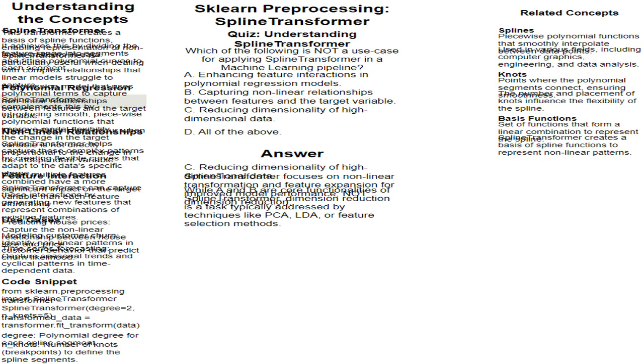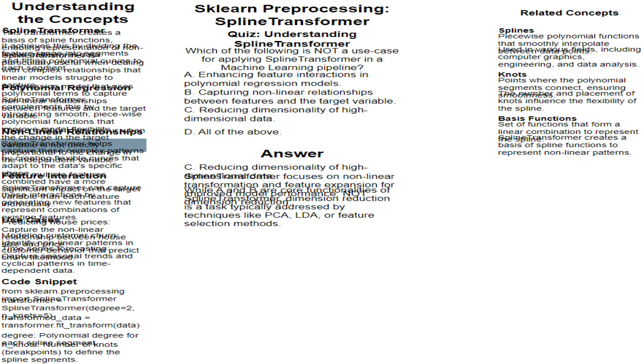A regression model that uses polynomial terms to capture nonlinear relationships between features and the target variable. Polynomial regression is a powerful technique for capturing nonlinear relationships. It adds polynomial terms to the linear model, allowing the model to fit curves instead of just straight lines. Spline transformer can be used to complement polynomial regression by introducing smooth, piecewise polynomial functions that improve model flexibility and help capture complex patterns in the data.